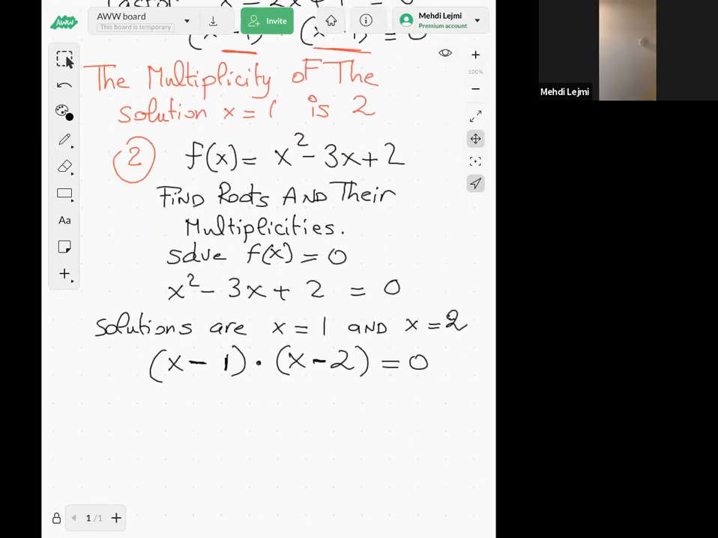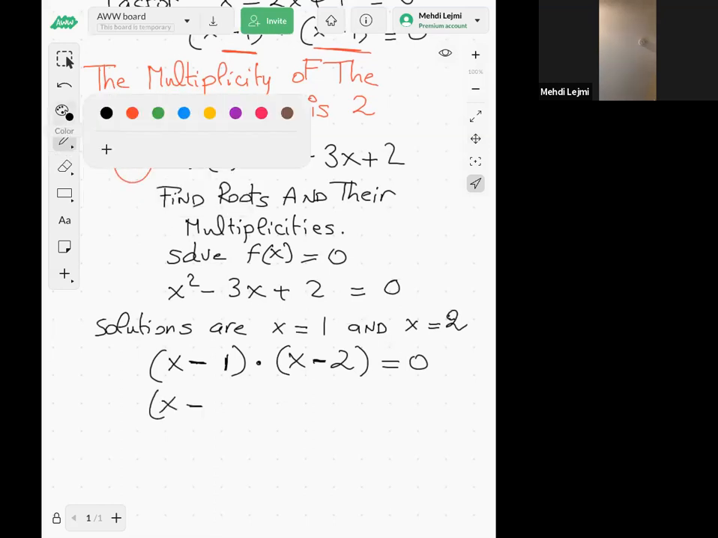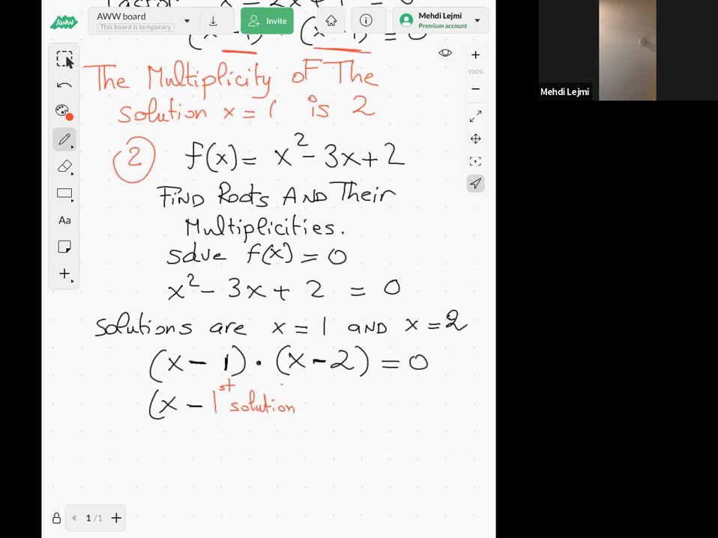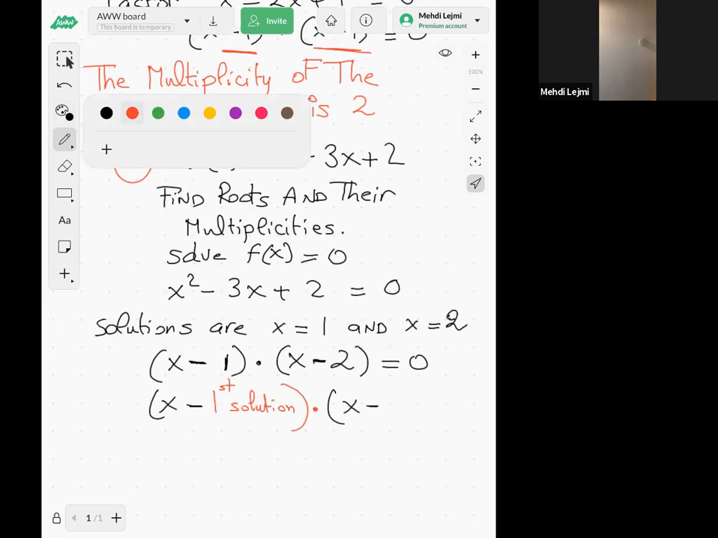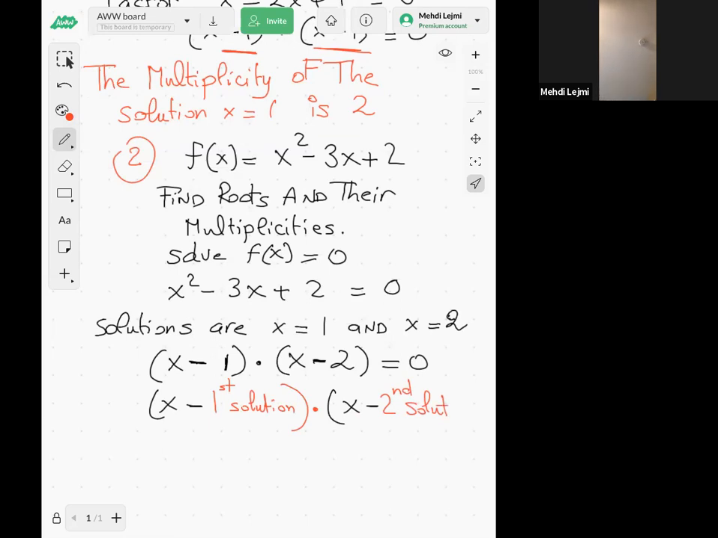It's x minus the first solution, times x minus the second solution. The solutions here are 1 and 2, because of the quadratic formula. You can just use the quadratic formula and you get 1 and 2. So this is my second solution, and this is equal to 0.